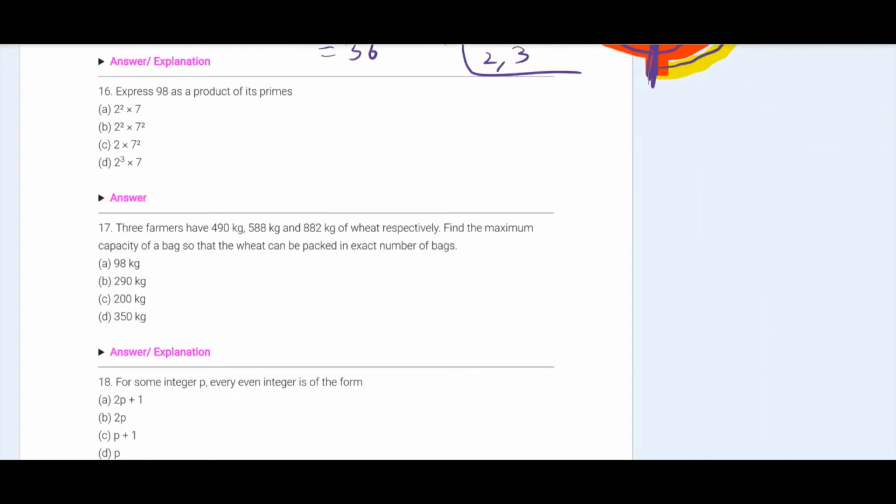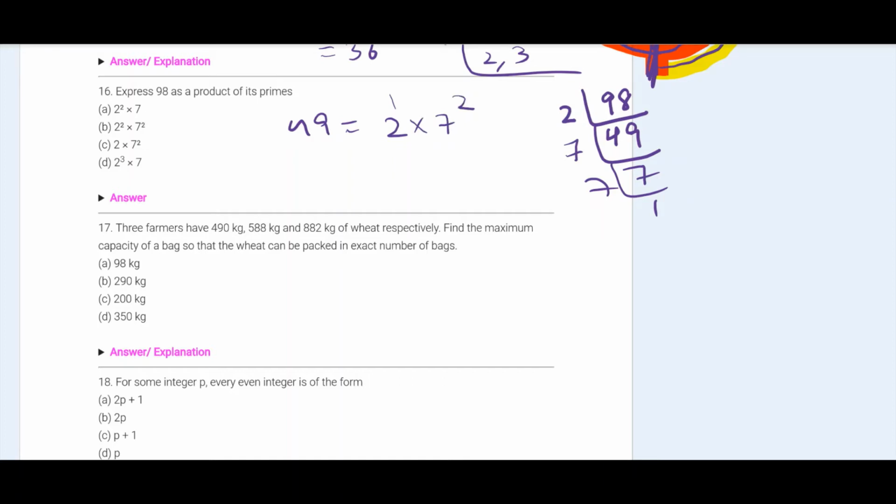Next is the 16th question. Express 98 as the product of its primes. We need to do the prime factorization here. Take the number 98. Since it is an even number, divide with 2. 2 4 times is 8. 2 9 times is 18. Next we have 49. 49 is not an even number, so it is not divisible by 2. Move on to the next number 3. Even 3 is not a factor of 49. Next 5 is not a factor. Then go to the next prime number, which is 7. 7 into 7 is 49. So 98 equals 2 power 1 into 7 power 2. Option C.